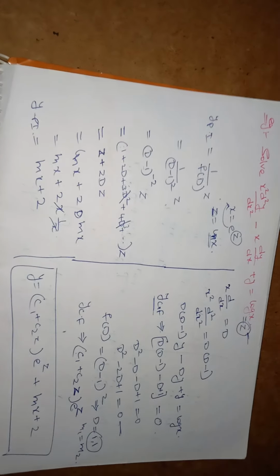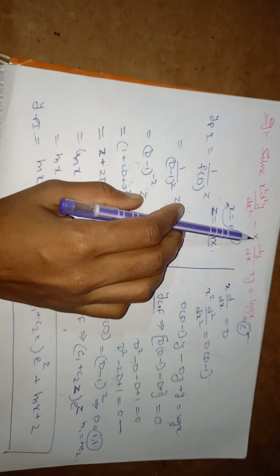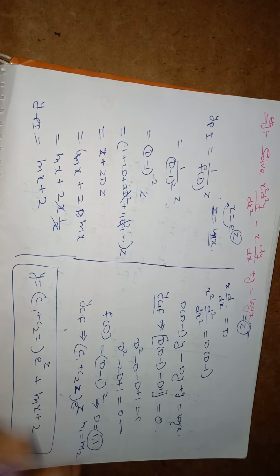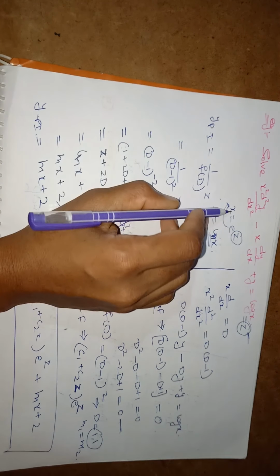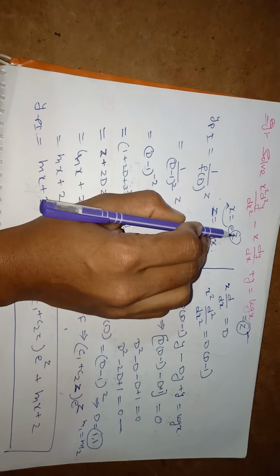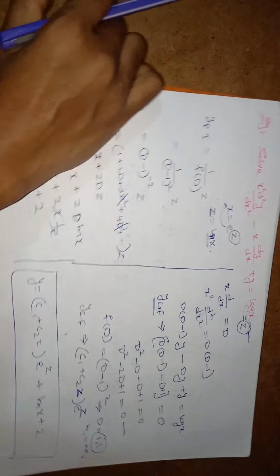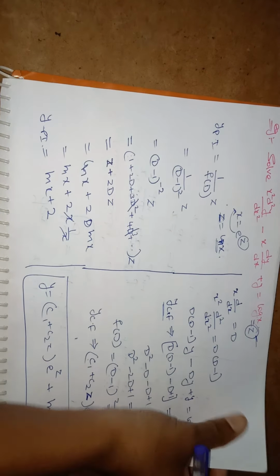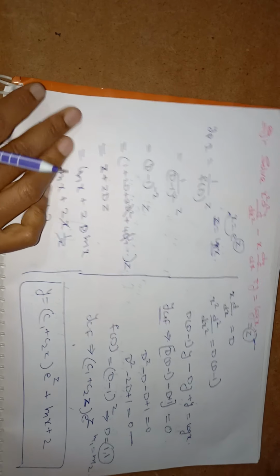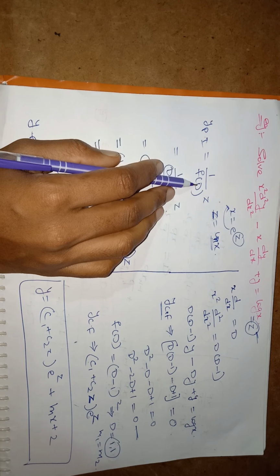where D is nothing but an operator. Take an example. Solve x square d square y by dx square minus x into dy by dx plus y equals to log x. Now you just take x equals to e power z, x is equal to e power z, and this z is equal to log x. Okay. Now the particular integral is equal to 1 by f of D. What is f of D here? You just look at this one.